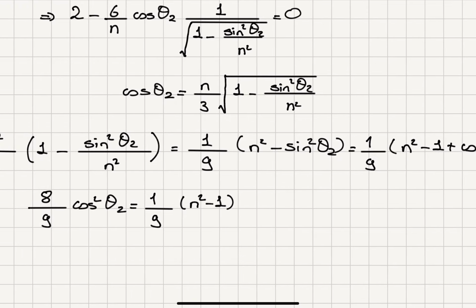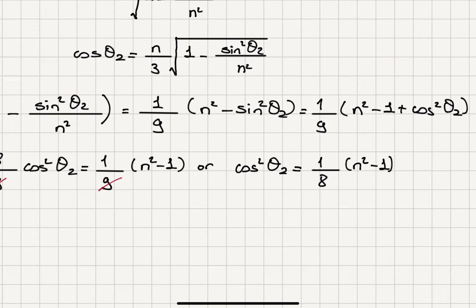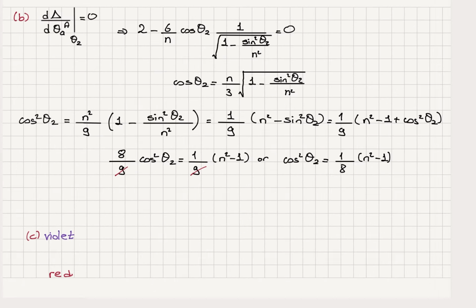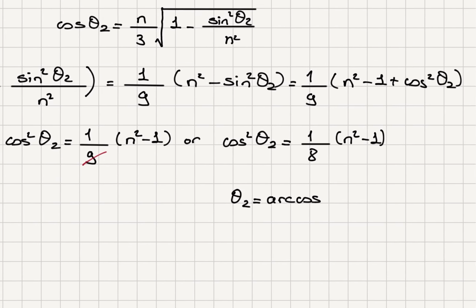Or I can write this as, because the 1 over 9s will cancel, cosine squared theta 2 is equal to 1 over 8 (n squared minus 1). Or I can say that theta 2 is equal to arc cosine of the square root of (n squared minus 1) over 8.